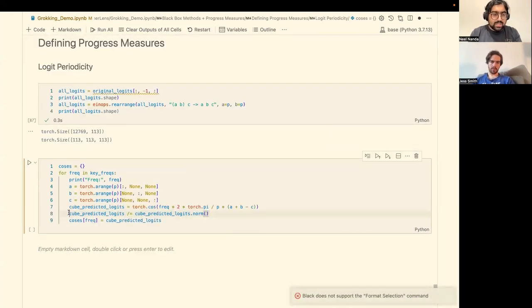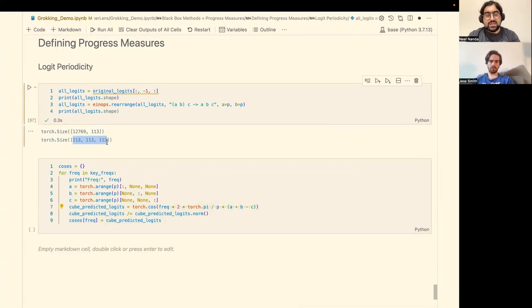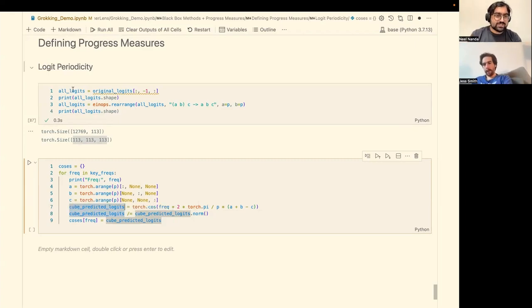And let's also normalize. So it's got norm1. A cute property of this tensor, which I'm not going to bother proving, is that we can think of the logits either as this A by B by C cube or as a 113 cubed dimensional vector. And if we do that, then each of these predicted logits are orthogonal vectors. And we can just figure out the coefficient of all of the logits with respect to each of those by just taking the dot product.